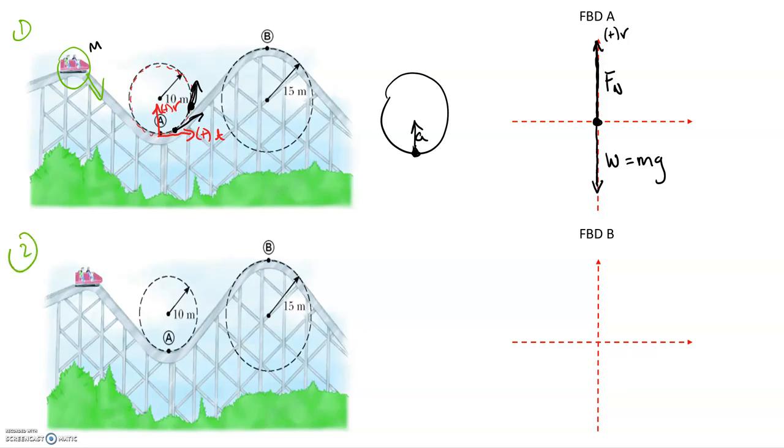So now to get more practice, we'll go to the second one. We're going to apply the same sort of logic for point B here. So again, we're going to choose from point B the direction inwards towards the center of the circle to be the positive R direction. And then to the right, tangent to point B, and perpendicular to the positive R direction to be the positive T direction.